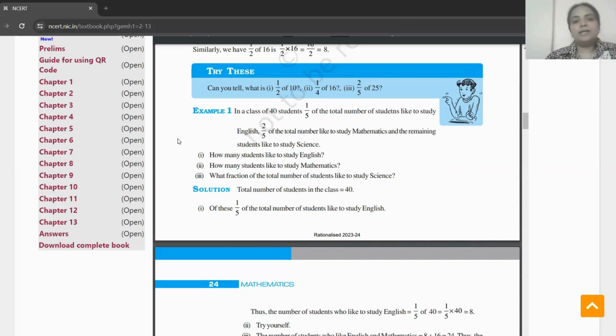Write this in your notebooks quickly, everyone. Then we'll be moving ahead. Quickly, do it quickly.